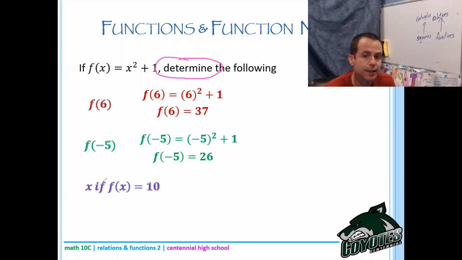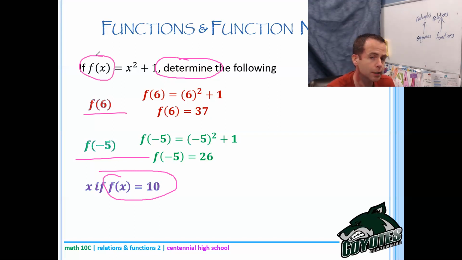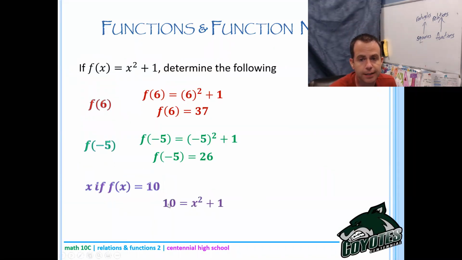The other thing is, take notice I did not say f of 10 like I did in the first two, right? This says f of 6 and this says f of -5. This says f of x is 10, which means I need to go back up to my original equation, and where I see f of x, the whole thing will get substituted with 10, okay? So what's that going to look like? That's 10 equals x squared plus 1. Now, algebraically, that means I need to subtract 1 from both sides, and that would leave me with 9.